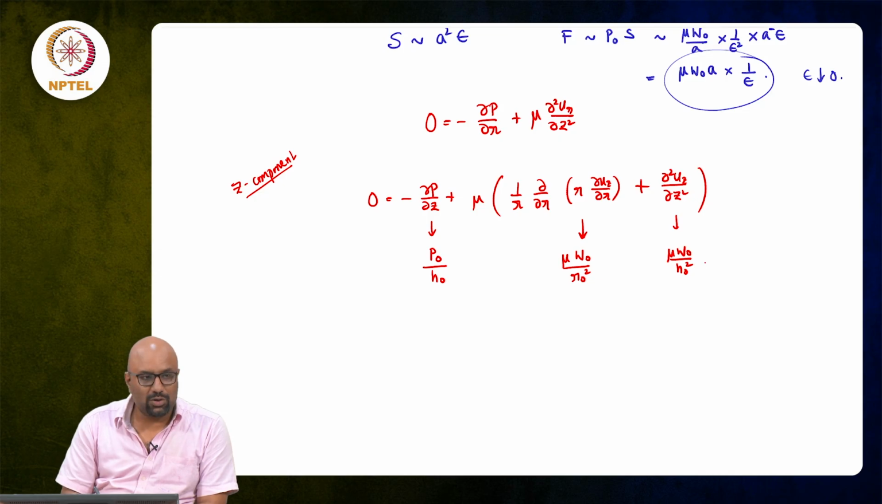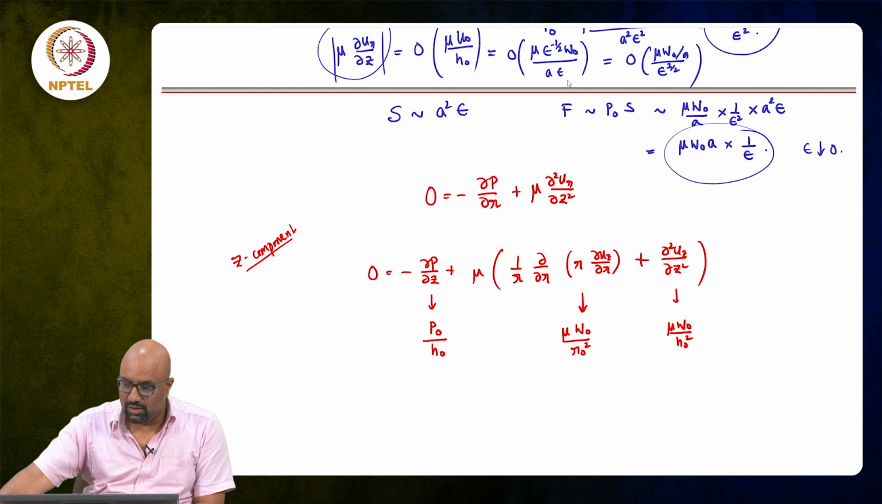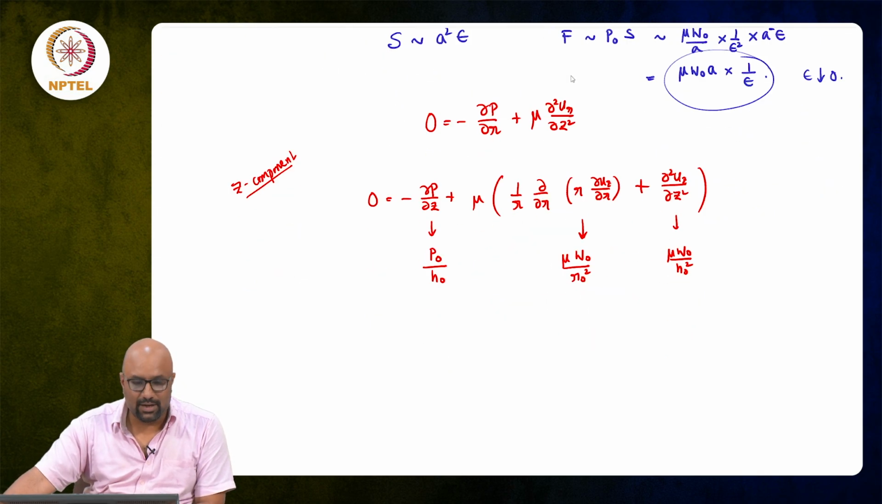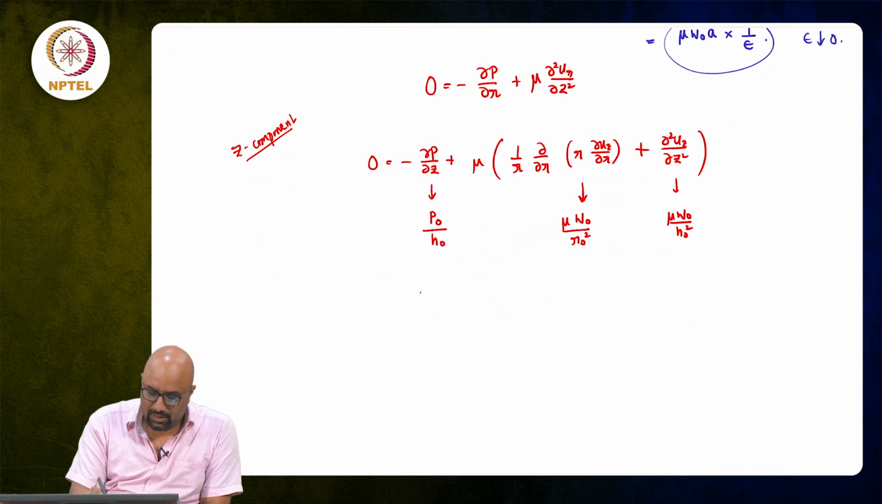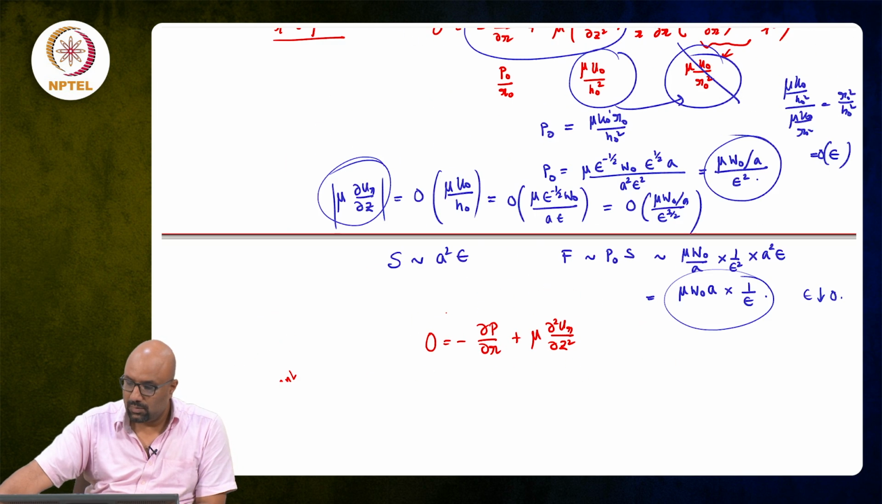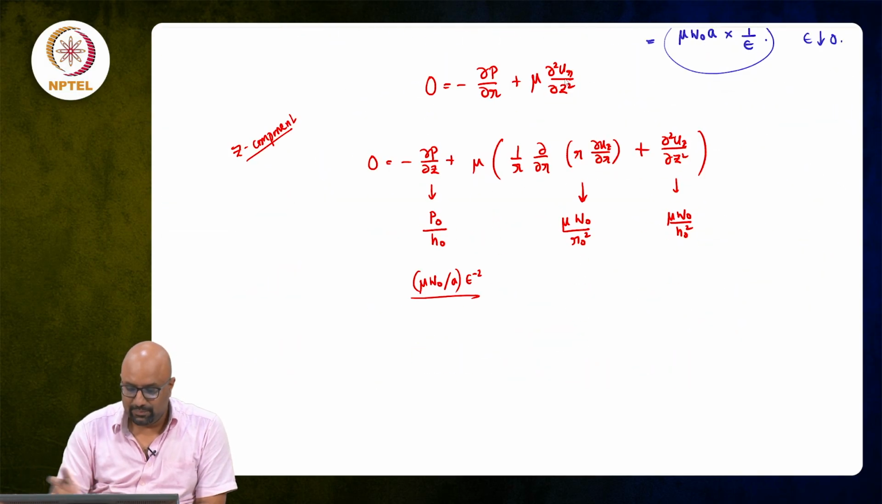Now, let us go back to the variables that we are aware of, which is W naught and A. So, what is P naught? What is the scale for P naught? Mu W naught by A, into epsilon to the power minus 2. That is the pressure scale.